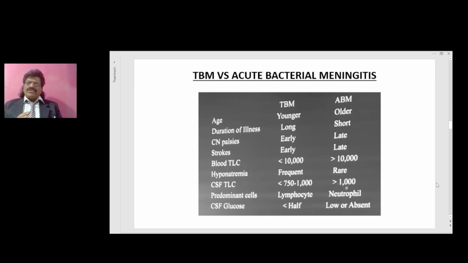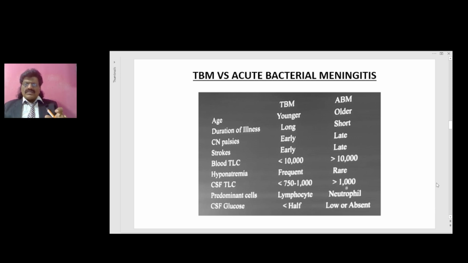How do we differentiate tuberculous meningitis from bacterial meningitis? Age: it is seen in younger patients in tuberculous meningitis, whereas older in acute bacterial meningitis. The duration of illness is long in tuberculous meningitis and short in acute bacterial meningitis. Cranial nerve palsies occur early in tuberculous meningitis and late in acute bacterial meningitis. Strokes occur early in tuberculous meningitis and late in acute bacterial meningitis.